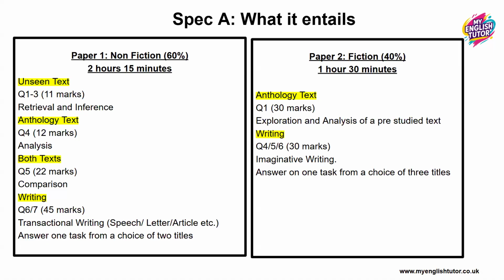For paper 2, it is 1 hour 30 minutes. They will be given one of their paper 2 anthology texts. This will be a short story or a poem which they have pre-studied, and they will answer 1 extended response 30-mark question, and then they will complete a piece of imaginative writing. There will be 3 options and they will choose one of those 3 titles to write on.